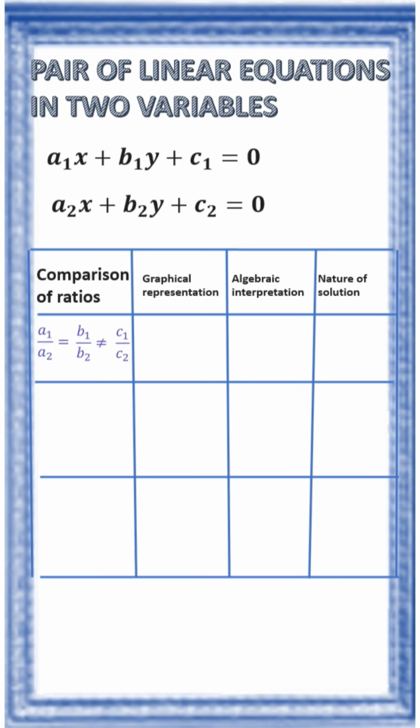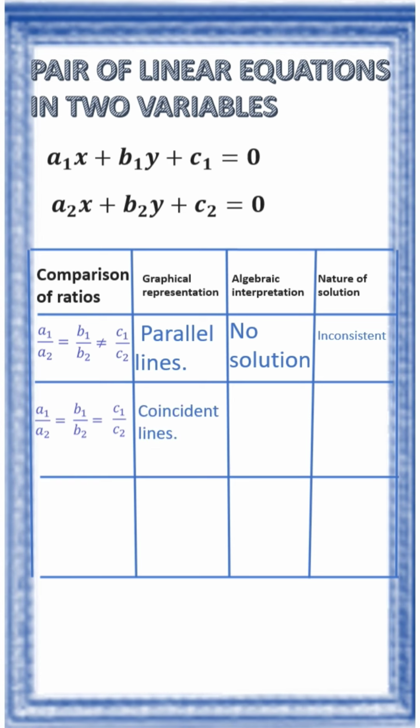If a1 by a2 is equal to b1 by b2 is not equal to c1 by c2, then the graphs are parallel lines. The algebraic interpretation means it has no solution. The nature of the solution is inconsistent. If a1 by a2 is equal to b1 by b2 is equal to c1 by c2, the lines are coincident. The algebraic interpretation is it has many solutions. The nature of the solution is dependent and consistent.